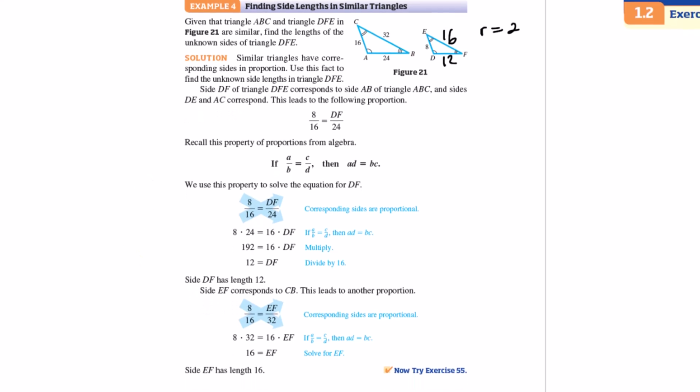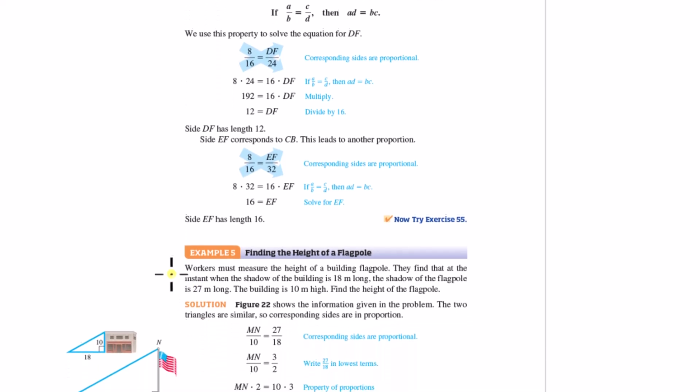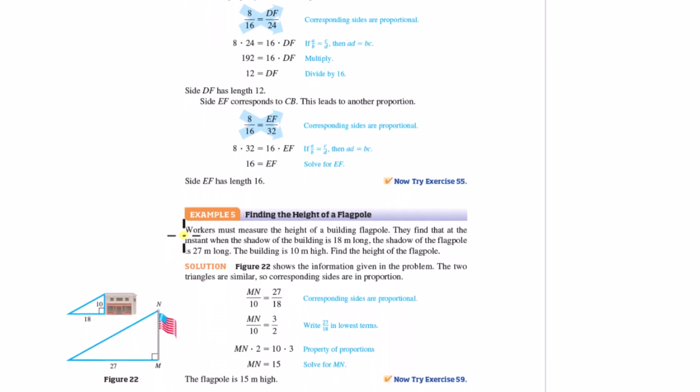All right, finding the height of a flagpole. They're just kind of giving a more real-life example. Workers must measure the height of a building flagpole. They find that at the instant when the shadow of the building is 18 meters long, the shadow of the flagpole is 27 meters long. The building is 10 meters high. Find the height of the flagpole.